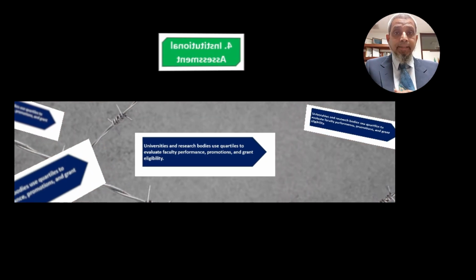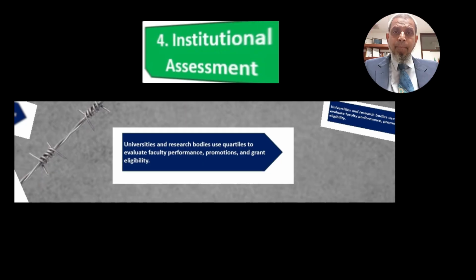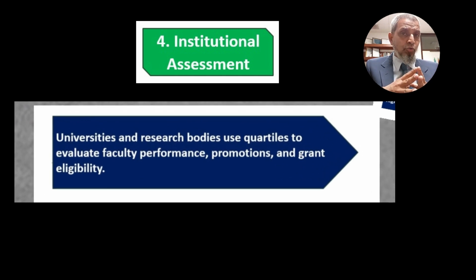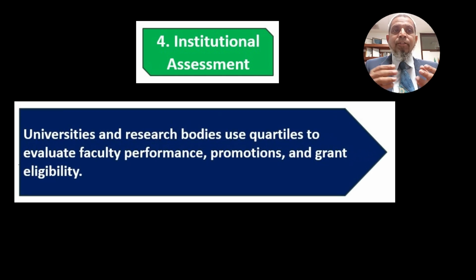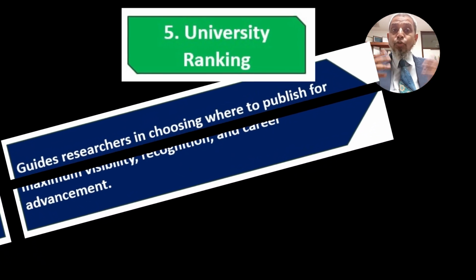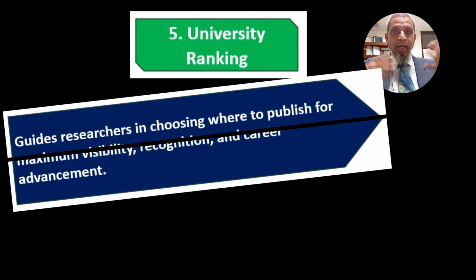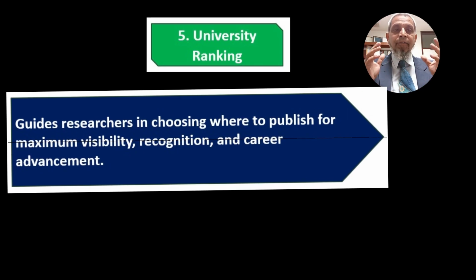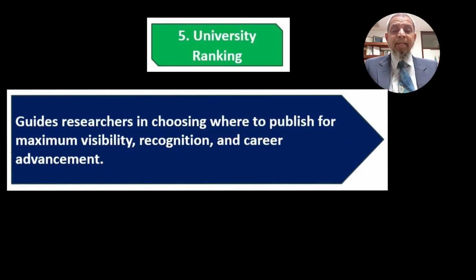Number 4, institutional assessment. Universities, degree awarding institutions, and research bodies use quartiles to evaluate faculty performance, promotions, and grant eligibility. Number 5, university ranking. Quality research publication in quartile journals helps gain good ranking among the different university ranking systems such as the QS ranking system, the Times Higher Education ranking system, and the ARWU Shanghai ranking system.